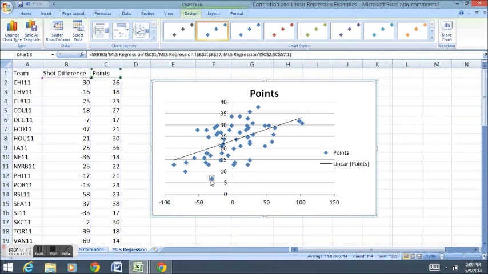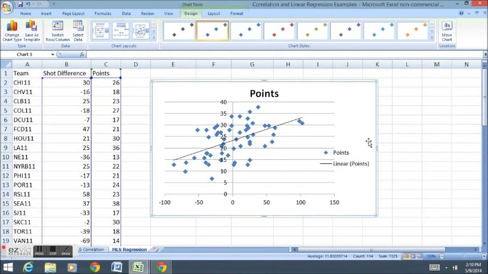This point down here might be considered the most erroneous point. It has the largest distance from the line, indicating that this line is not a very good estimation for this team, nor is this line a very good estimation for that team. However, most points are reasonably close to the line, making this the line of best fit, or the regression line.